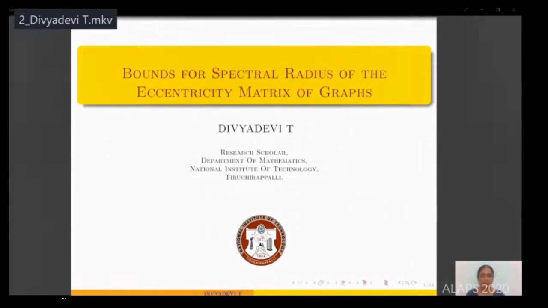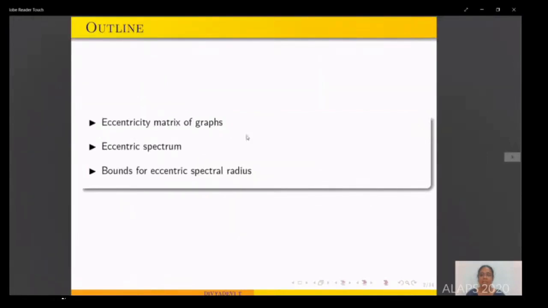We discuss bounds for the spectral radius of the eccentricity matrix of graphs. This is the outline of the talk. First, we discuss what the eccentricity matrix is and some of its properties. Then we investigate the eccentric spectrum of some graphs. Finally, we give some lower and upper bounds for the eccentric spectral radius.